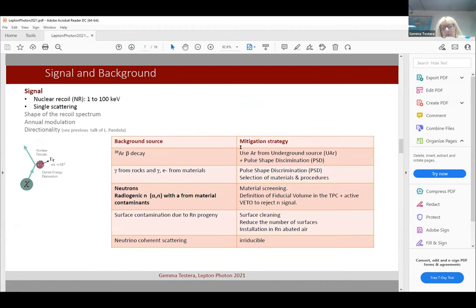So taking into account the availability of depleted argon, the pulse shape discrimination, and including, of course, all of the necessary selection of material and the handling procedure that is typical of every low background experiment, we end up with neutrons as the most dangerous background that we have to care of. In particular, neutrons from alpha-n reactions, with the alpha coming from the contamination of material, are the most dangerous source of background. And to deal with this background, we need to build a veto detector around the sensitive detector, the TPC.